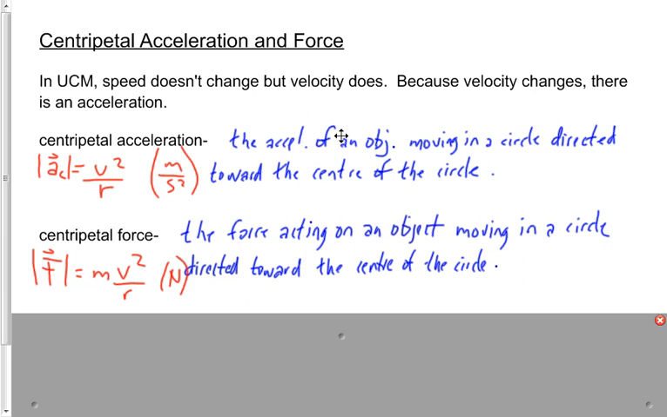This mv squared over r force is never a force that stands on its own, ever. It's always caused by gravity or friction or my hand or by something. It's always caused by something. Got it?